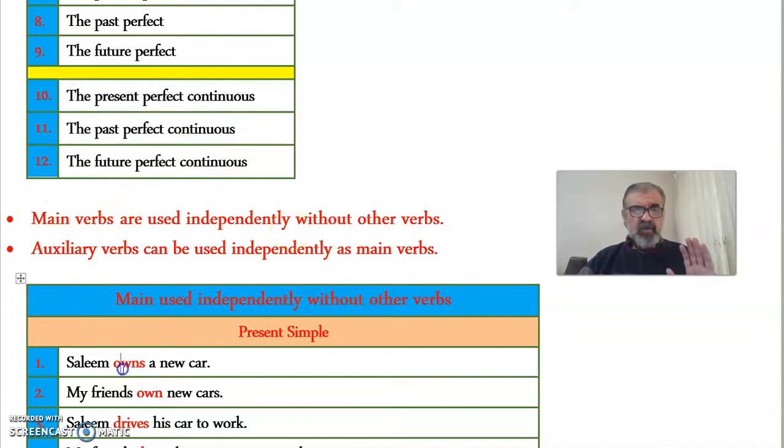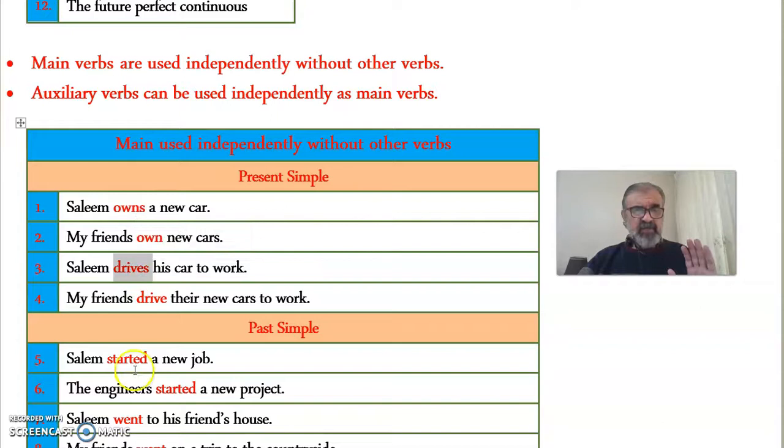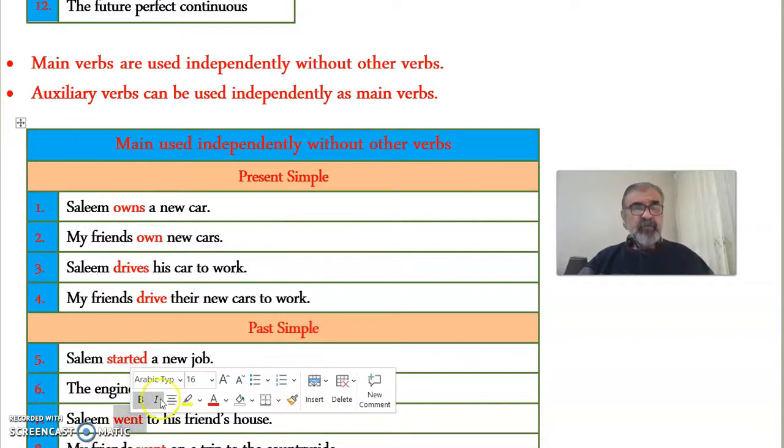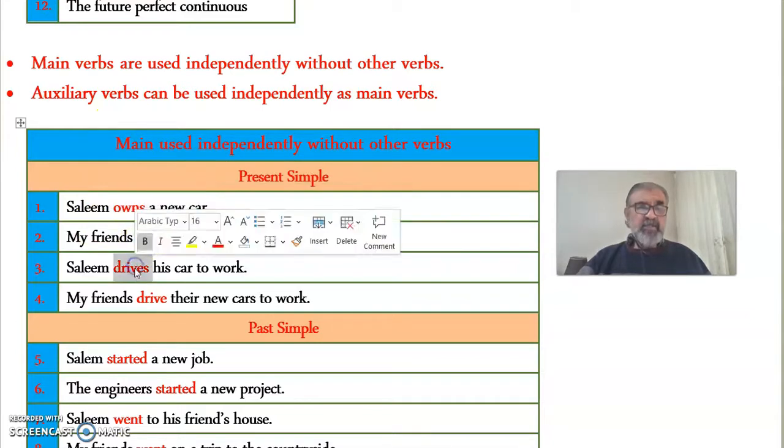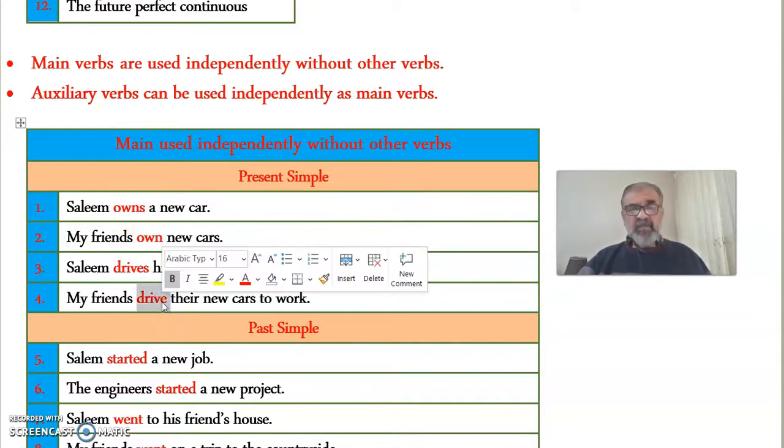Main verbs like own, drive, started, went are used independently. They are the only verbs available in one simple sentence. By the way, there could be more than one sentence, and each sentence might contain a verb. I'm referring here to one independent single sentence in which there is one single independent verb. So, these main verbs are used independently without the help of other verbs.